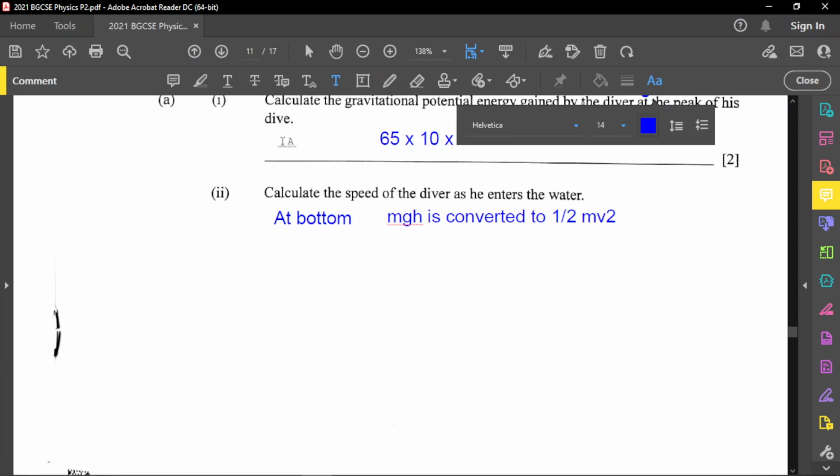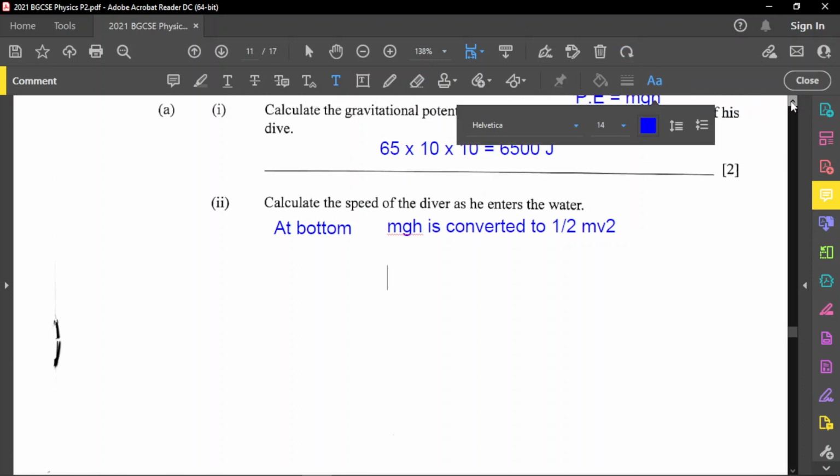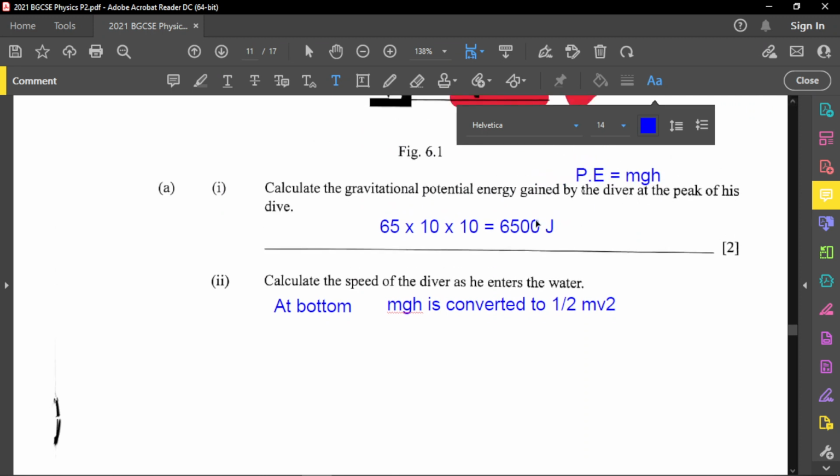So it's converted totally to that. And so what we can do as a relationship here now is say, okay, our mgh, let me show you what our mgh was in the previous question. Our mgh is 6,500. So what we know is that 6,500 totally equals half of mass, half m, times velocity squared. So what we need to do now, let me just do the rest with the pencil.